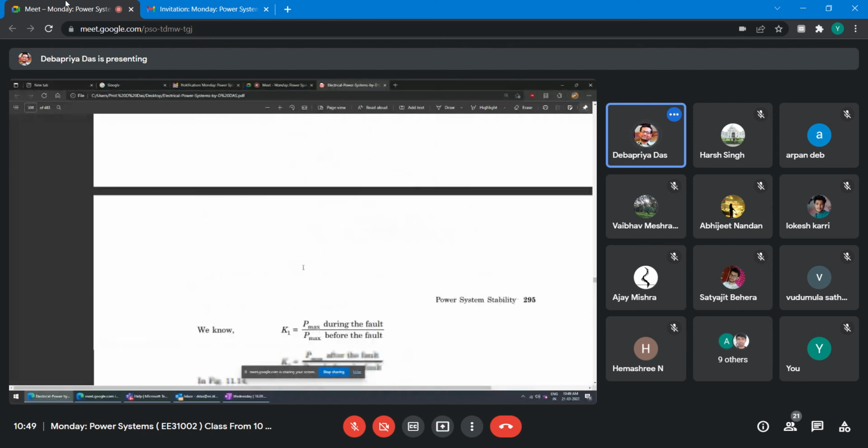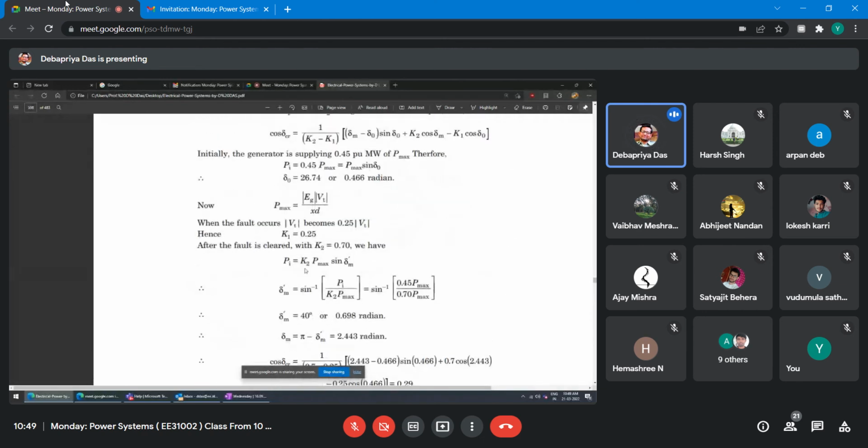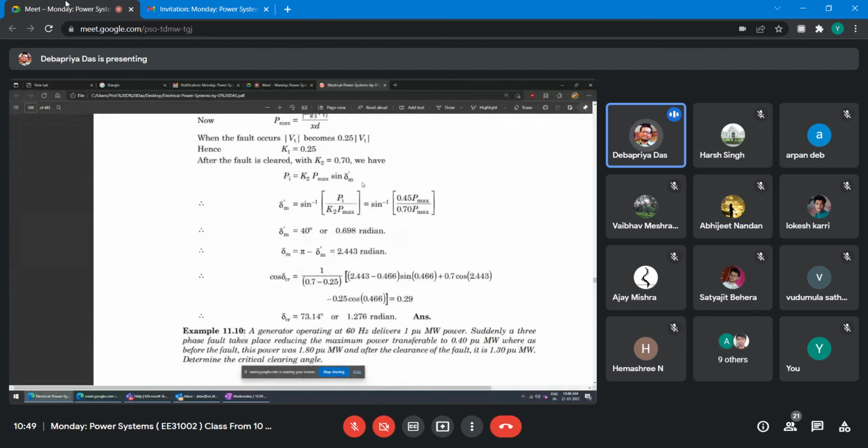Read carefully, everything is given, right? And then your Pi is equal to K2 Pmax sine delta M. This is also from the figure you can make out. From that you can calculate what is delta M dash. It is 40 degree or 0.698 radian. Therefore, delta M will be, from symmetry, pi minus delta M dash, this much of radian.